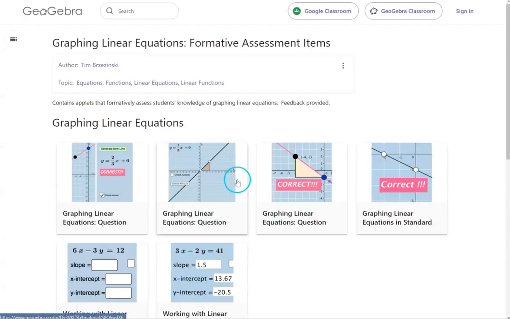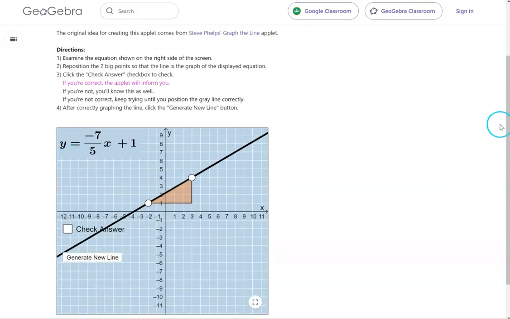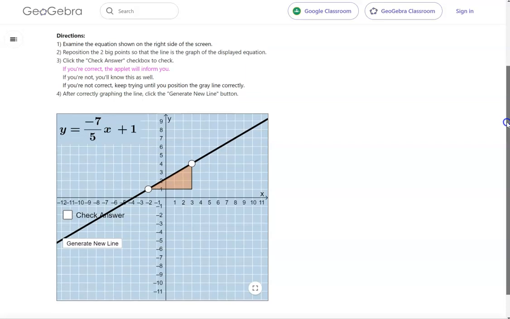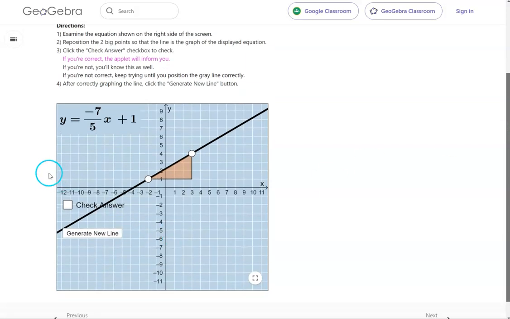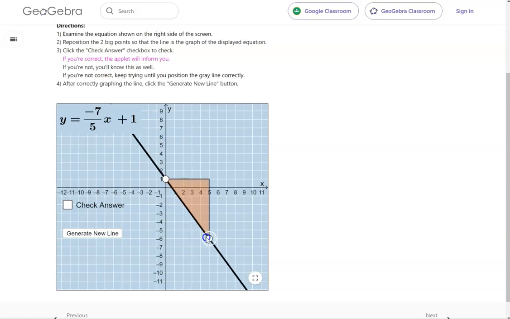It'll take them directly to GeoGebra, and they will be given a line. And I don't think it gives them all the same line at first. It might, but I don't think so. So I'm going to start this graph with one of these points at the 1 on the y-axis, and then we're going to go down 7. 1, 2, 3, 4, 5, 6, 7. And then we're going to go right 5. And there it is. So when you check the answer, it will say correct.